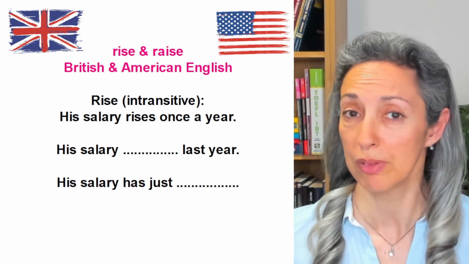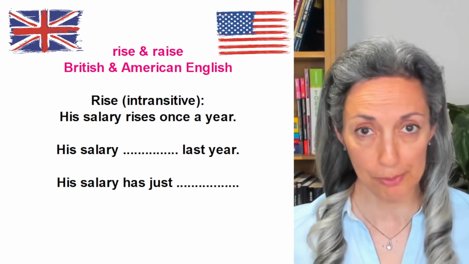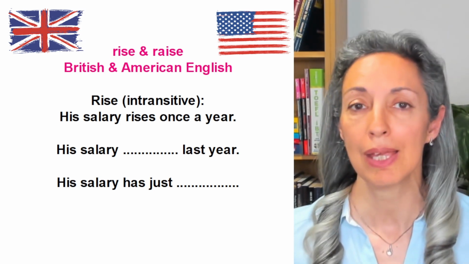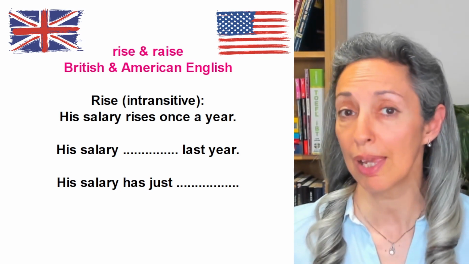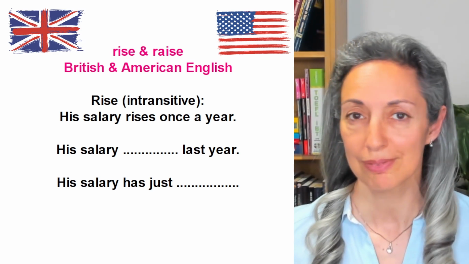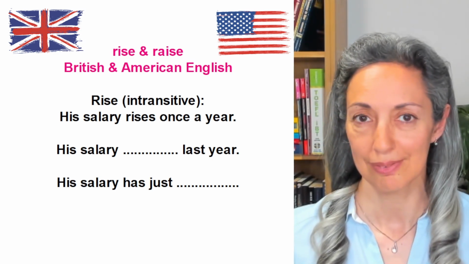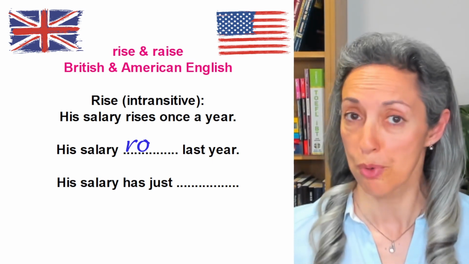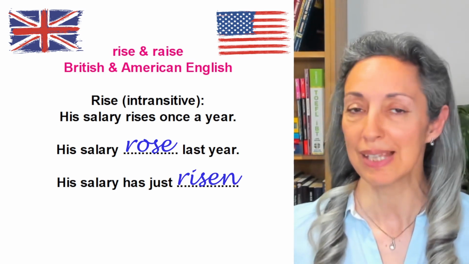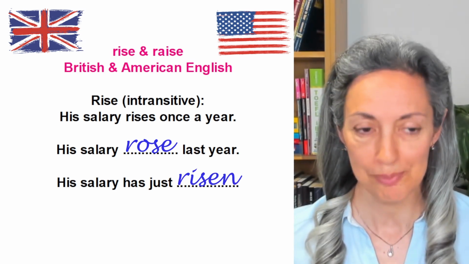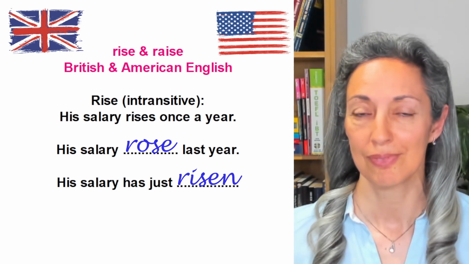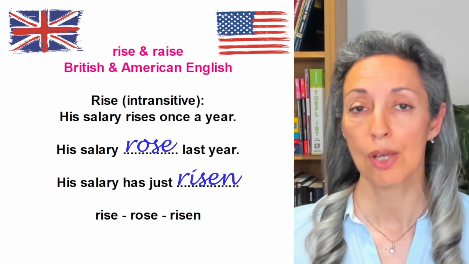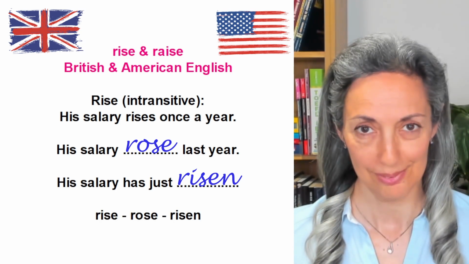So let's see what the past simple and past participle forms are. For example, his salary blank last year. Or his salary has just blank. The answers are rose and risen. His salary rose last year and his salary has just risen. So we have rise, rose, risen.